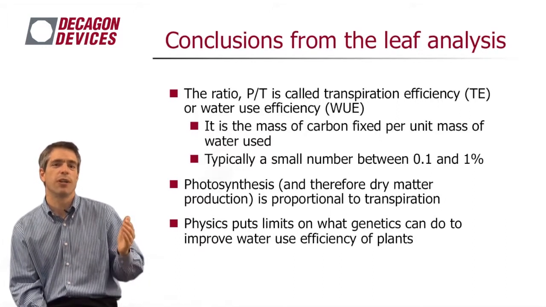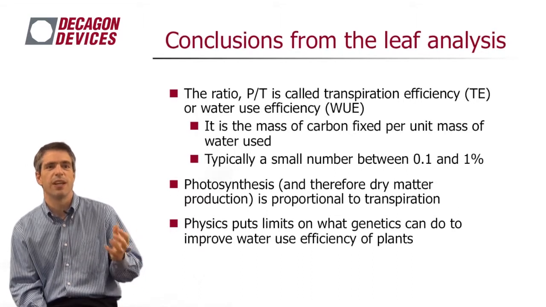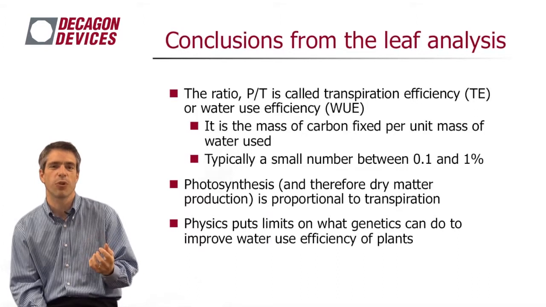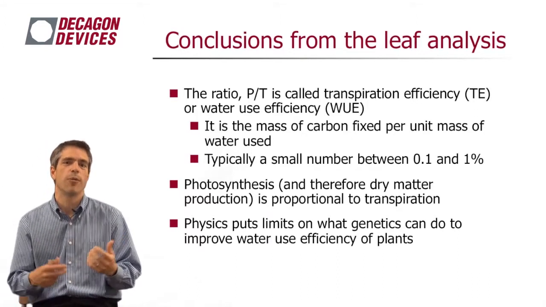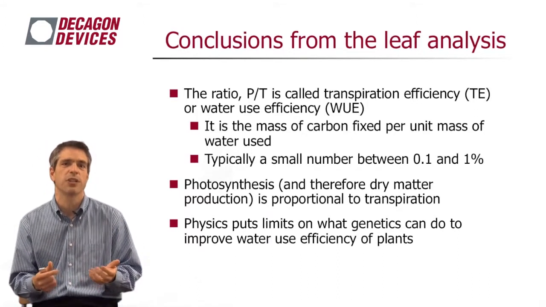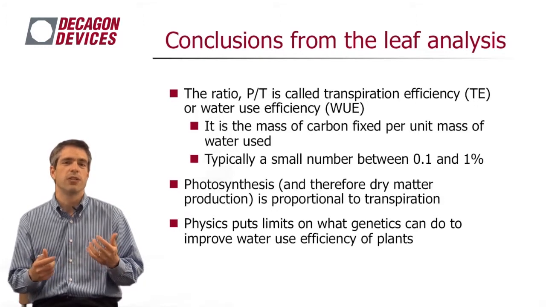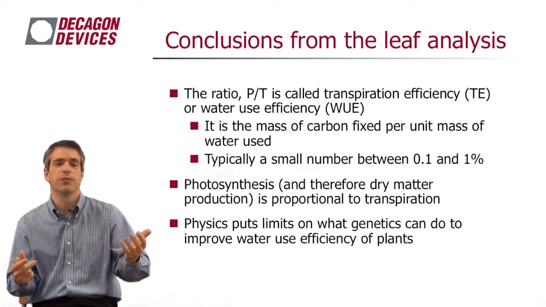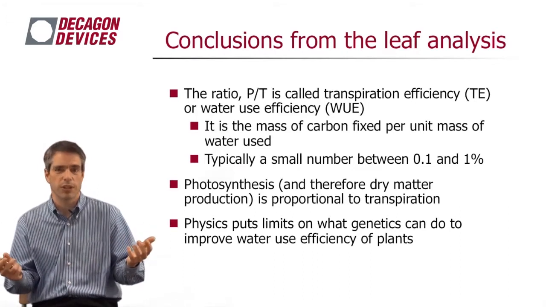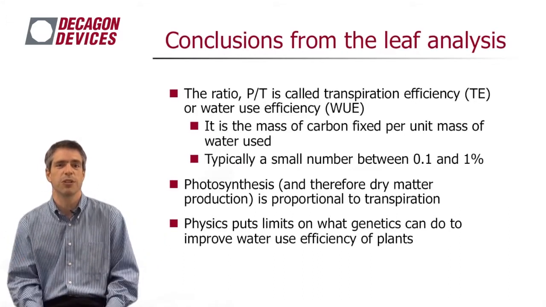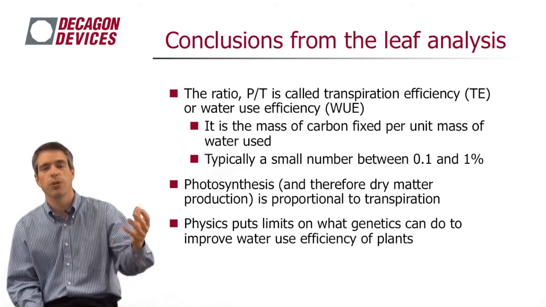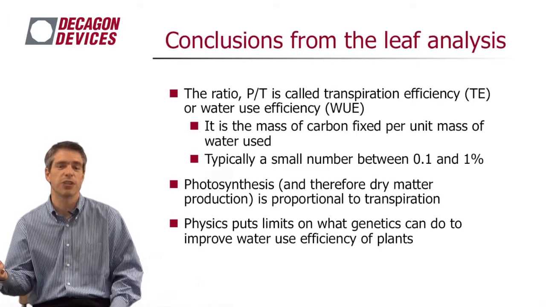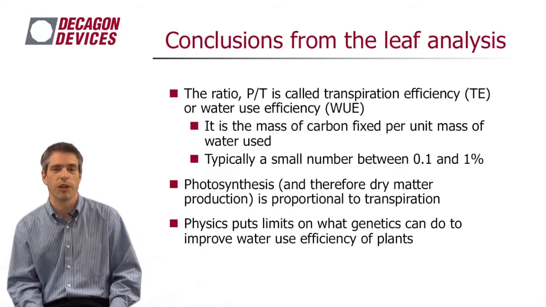We also know that photosynthesis is proportional, and dry matter production is proportional to transpiration. So if somebody came up to you and said, well, I'd like to engineer a plant to basically use next to no water, but put on biomass, you could quickly tell them, okay, physics is limiting this process. There's no way to produce biomass through photosynthesis without transpiring water out of the plant.